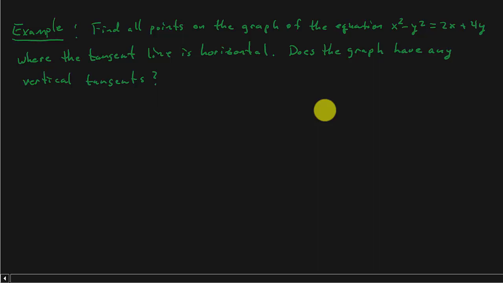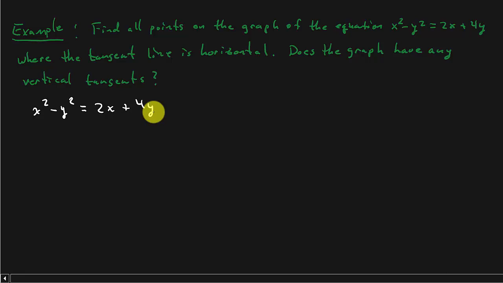So what do we have here? Find all points on the graph of that equation where the tangent line is horizontal. Does the graph have any vertical tangents? Okay, so let's write our problem down. X squared minus y squared equals 2x plus 4y.